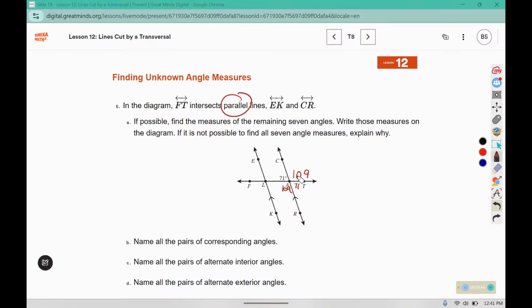This is a corresponding angle here, so that is 109. 71 corresponds with this one here. This 71 corresponds here, and this 109 is corresponding over here.